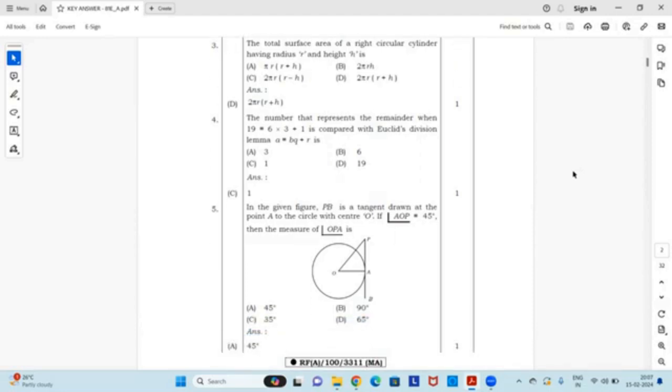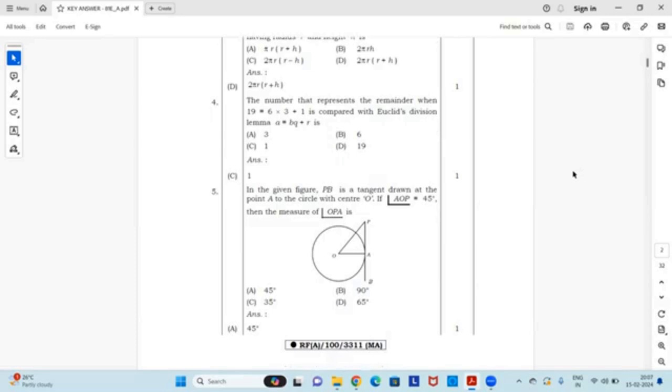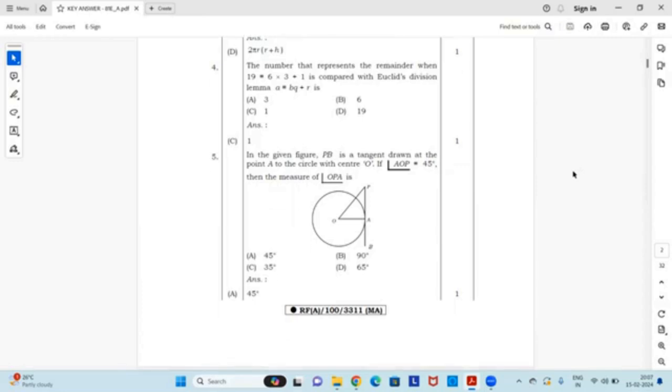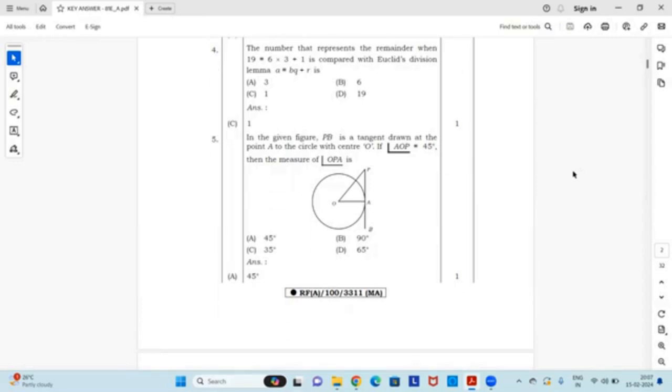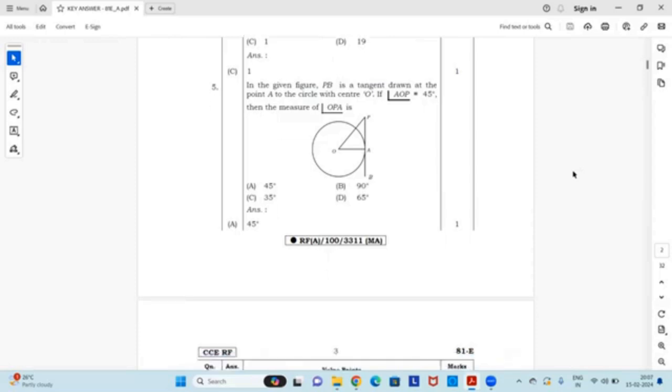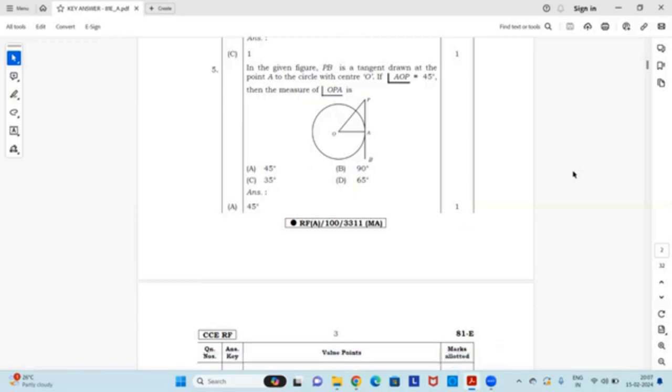Next, question number 4. Read the question and then see the answer. Here, according to the options, option C, 1 is the right answer. Next, question 5. Again, you have to observe this figure, read the question, understand it, and write the correct answer. The right option from the given options is option A, 45 degrees.